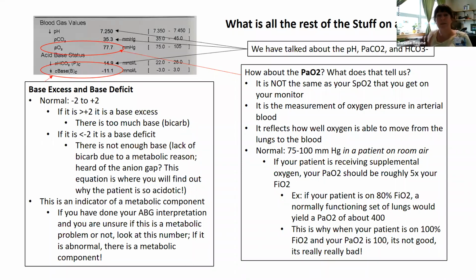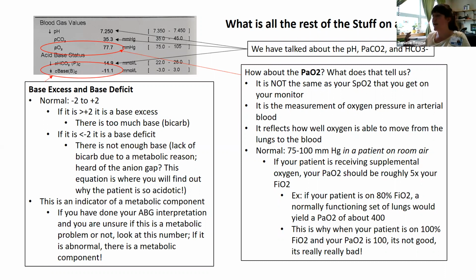But what happens is if you're on supplemental oxygen, you need to multiply the amount of FiO2 that you are on by 5, and that's roughly what your PO2 should be. So for an example here, you can see if you're on 80% FiO2, right, then you would expect with normal, healthy, well-perfusing lungs and normal cardiac compensatory mechanisms, right? So like your blood pressure is normal enough and your heart rate to be able to circulate that blood and circulate that gas diffusion, you would expect your PO2 to be about 400.